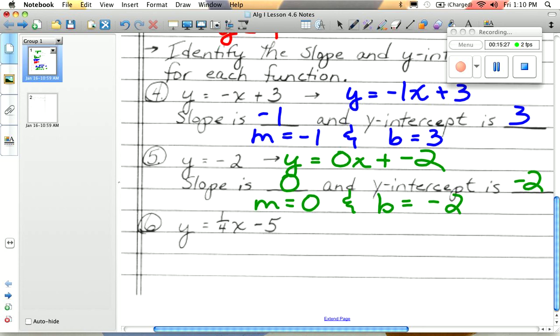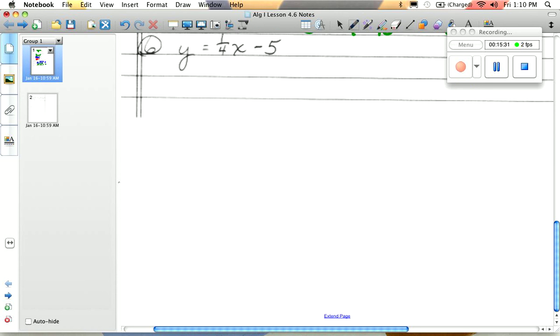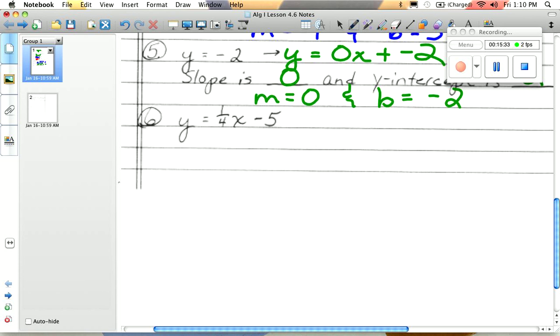So let's do that and not have to even write out the words in our next one, number 6. Oh, by the way, tell me again, what kind of line is this when y equals -2? Horizontal. Yeah, we've got to get used to that. When y is equal to a number, there are no x's, it's a horizontal line. Number 6, who wants to offer up what they think m is? And what b is?